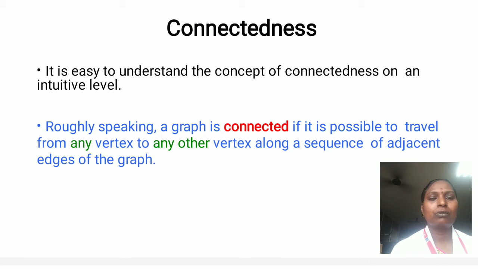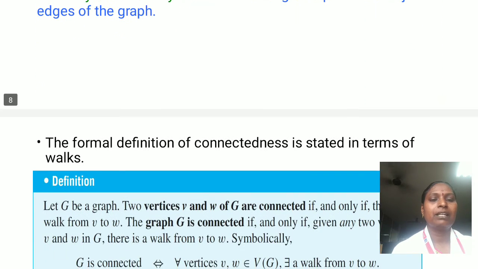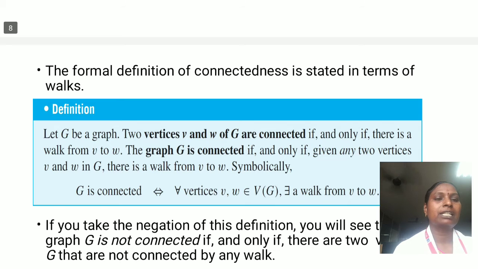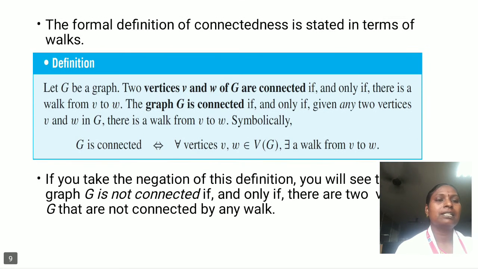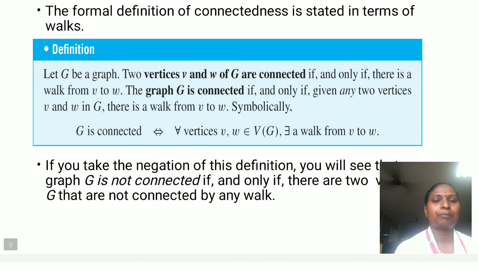It is easy to understand the concept of connectedness on an intuitive level. Roughly speaking, a graph is connected if it is possible to travel from any vertex to any other vertex along a sequence of adjacent edges of the graph. The formal definition of connectedness is stated in terms of walks.